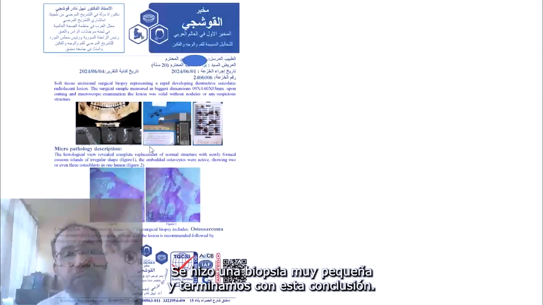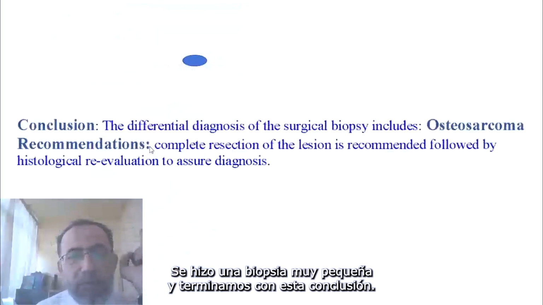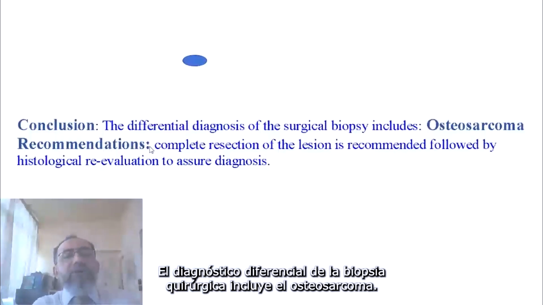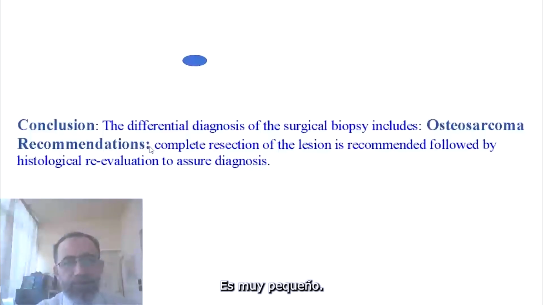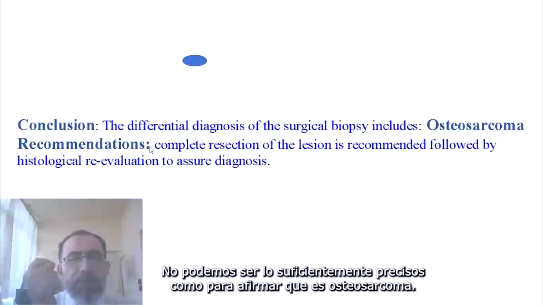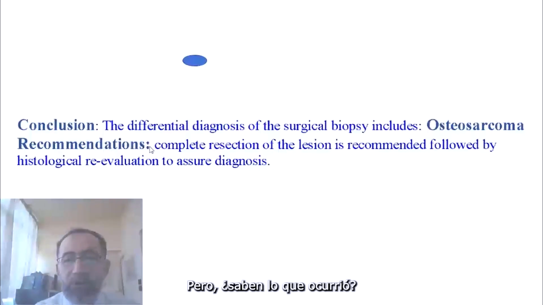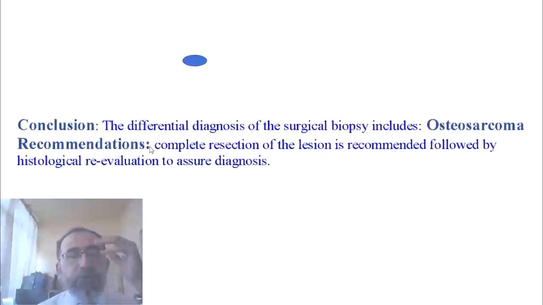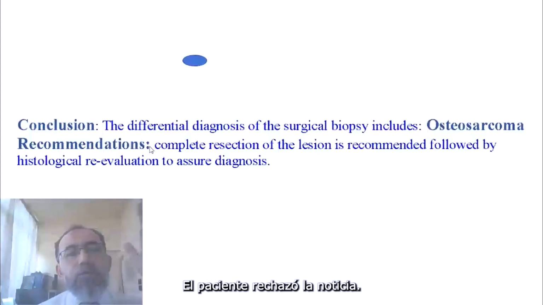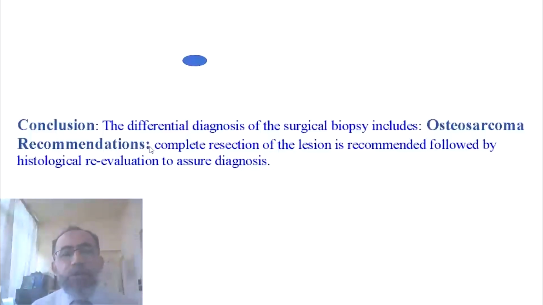Well, it was a very small biopsy, and we ended with this conclusion. The differential diagnosis of the surgical biopsy includes osteosarcoma. It's very small. We cannot be sharp enough to say it's osteosarcoma. We need either to have a bigger biopsy or to apply immunohistochemistry. But you know what happened? The patient refused the news.